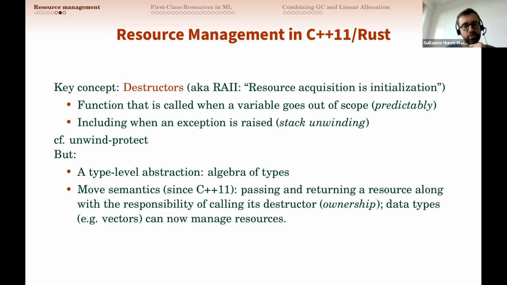And the big thing since C++11 is the notion of first-class resource, in the sense that with a runtime technique to manipulate resources, you can pass and return resources. You can put them in data types, in standard library containers, and so on. So you can actually program with resources as if they are first-class values.